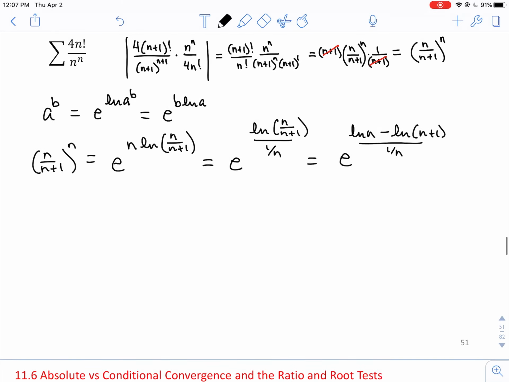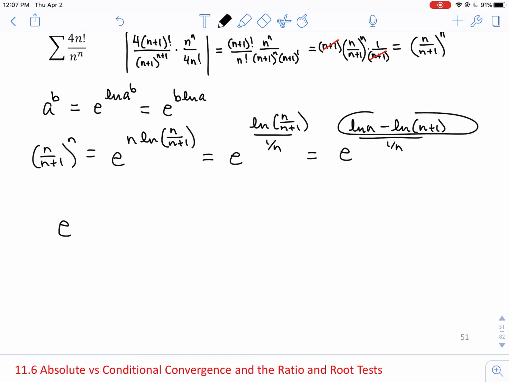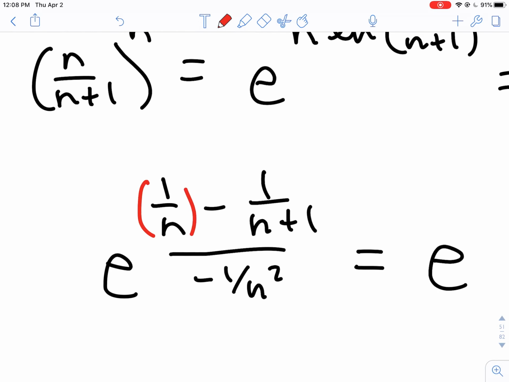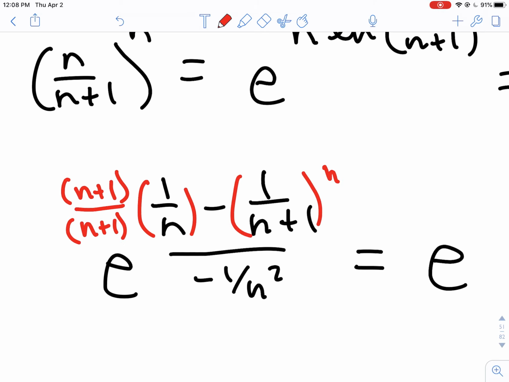Now, I'm going to do L'Hopital's rule. Derivative of the top, 1 over n minus 1 over n plus 1. And the derivative of the bottom is negative 1 over n squared. All right, next I'm going to recombine these into a single term. So I had to get a common denominator, which means I'm going to have to multiply this fraction by n plus 1 over n plus 1, and this fraction by n over n.